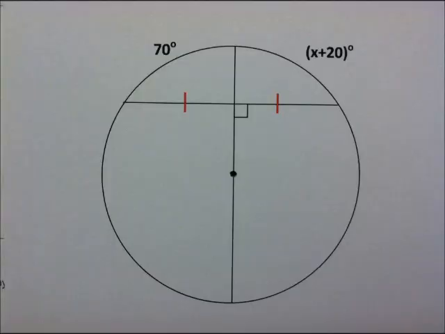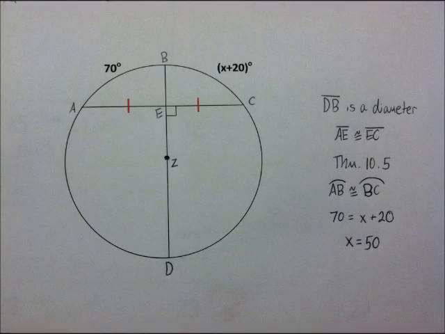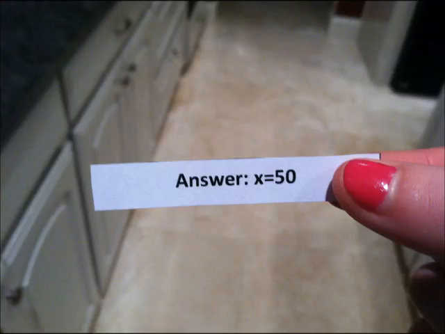Here's another circle. We have two chords that are perpendicular to one another. Again, let's label to make it easier. We now know that DB is a diameter because it goes through the center of the circle at point Z. We also know that DB is the perpendicular bisector of AC because AE is congruent to EC. Now we can use Theorem 10.5 to show that arc AB is congruent to arc BC. Arc AB is 70 degrees while BC is x plus 20 degrees. So 70 equals x plus 20, therefore x equals 50. Here's the dealer's answer and it's the same as ours. Ugh, guess we'll have to keep looking.